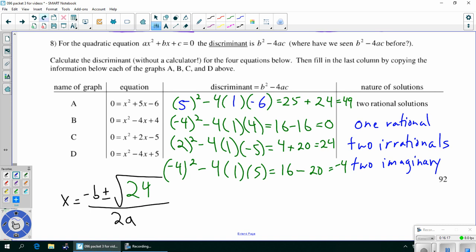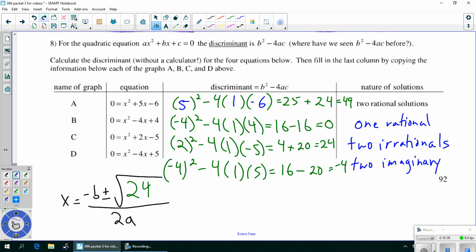And so that is the case for any number like 24 that is not a perfect square. You give me any positive number inside of that radical that's not a perfect square, I'm going to get two answers, one plus, one minus, and they're both going to be irrational because that square root is still going to be in the expression at the end of the day.